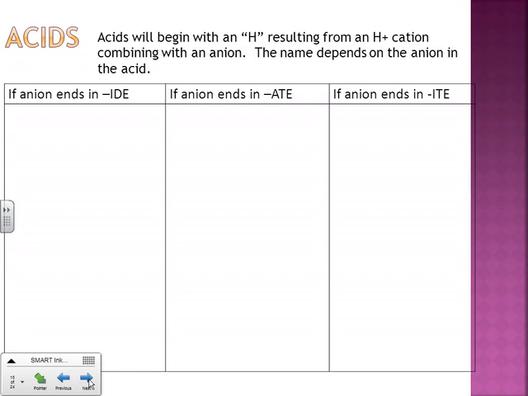Well, an acid is something that's going to begin with an H. Okay, this results from an H plus cation combining with an anion. And how we figure out the name is by looking at the anion, since everything has an H at the beginning. So, what if this anion ends in IDE? Okay, if it ends in IDE, that means that we have an H bonded to just one other nonmetal. Okay, so it's going to be H plus one other element.